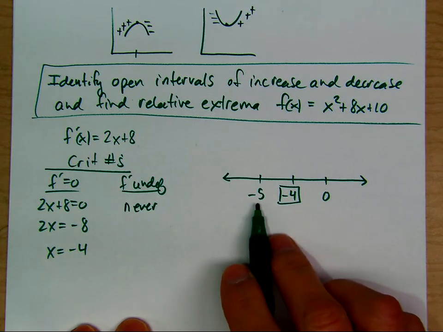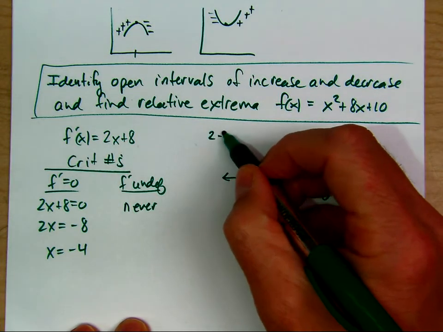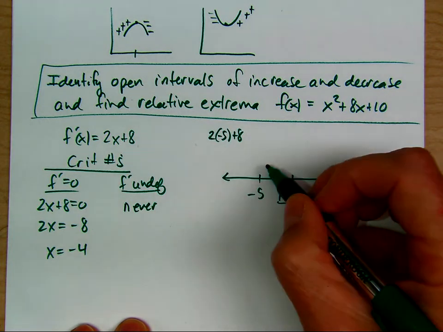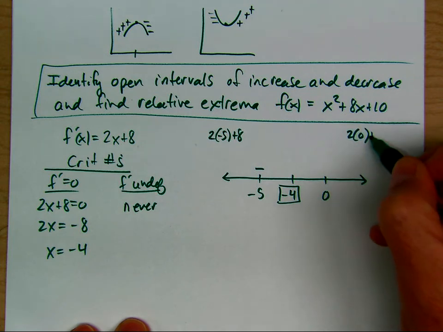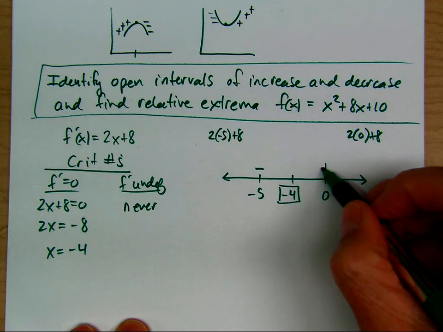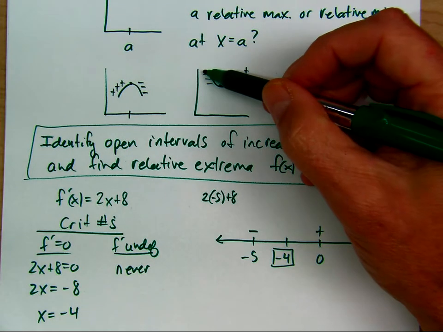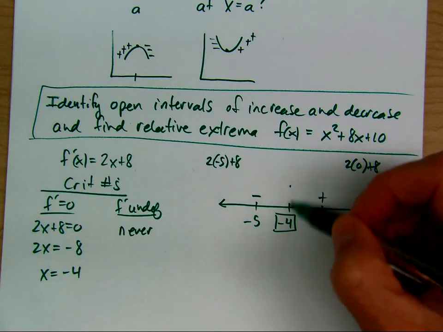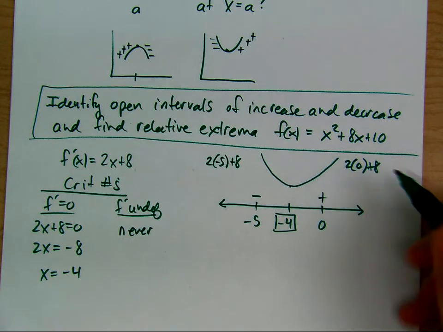We want the slope at -5, so we put a -5 there. 2 times -5 plus 8. -10 plus 8 is negative. And we'll try a 0. 2 times 0 plus 8. We're finding the slope at 0, and that's positive. So now we have a part of the graph that looks like this, negative slope to positive slope. So we don't know the y values, but we know the graph is decreasing and then increasing.